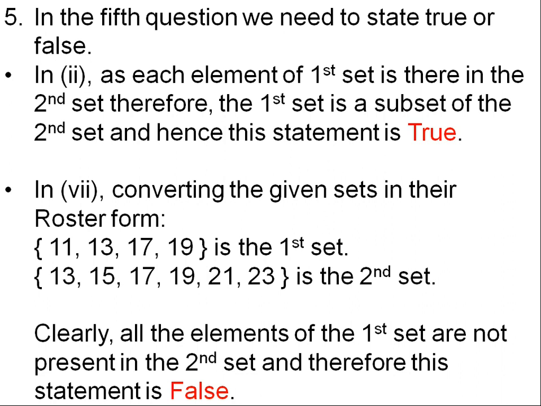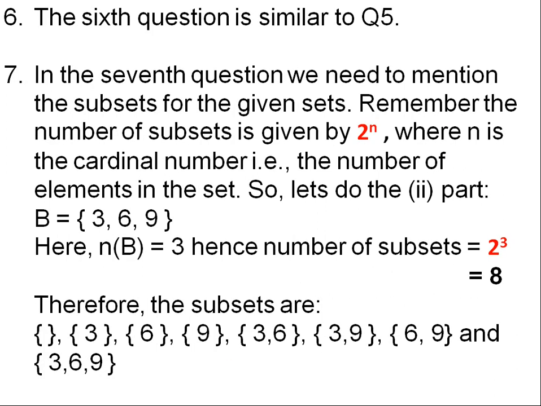In the seventh part of this same question, converting the given sets into their roster form first. In the first set, we will get the set as, within curly brackets, 11, 13, 17 and 19. And in the second set, we will get, within curly brackets, 13, 15, 17, 19, 21, 23 as elements. Clearly, all the elements of the first set are not present in the second set. If you see 11 as an element in the first set, it is not there in the second set. Therefore, this statement is false. It is not a subset. The first set is not a subset of the second set. So this statement is false.